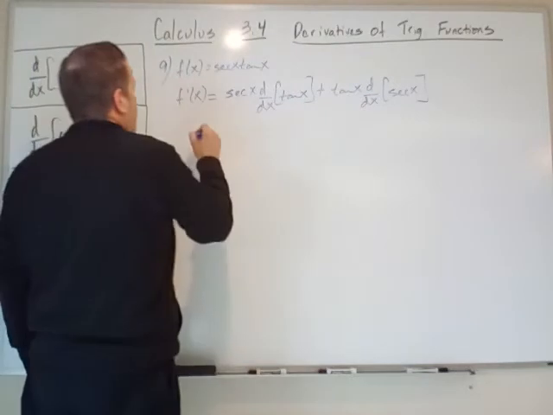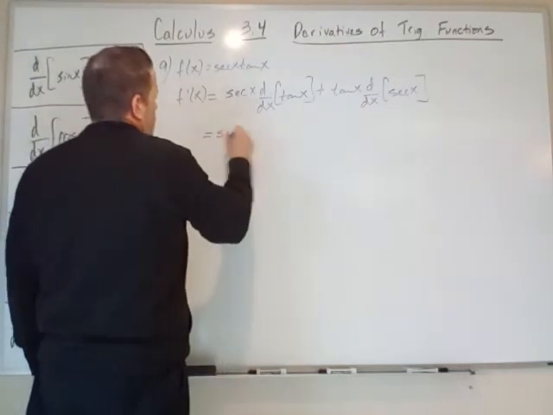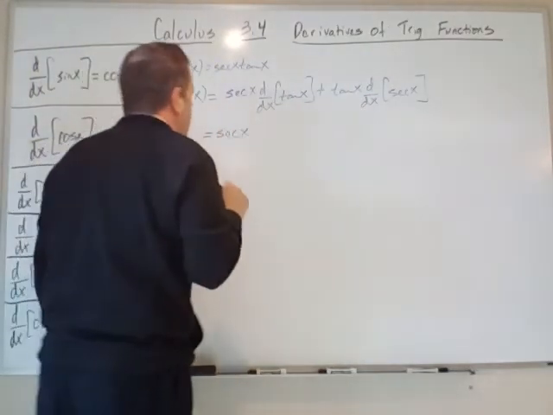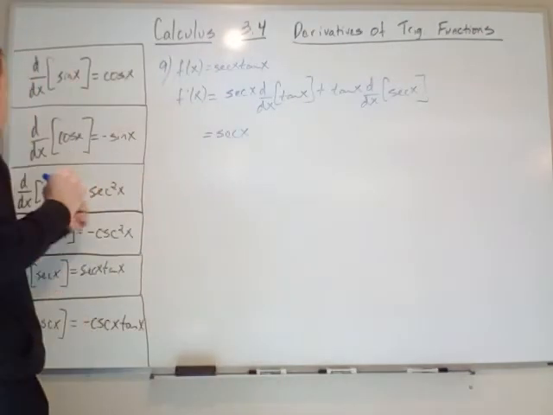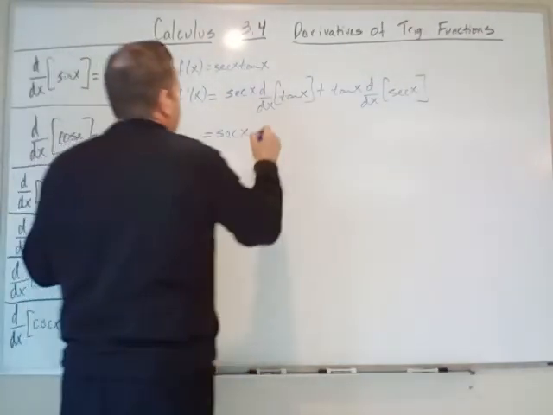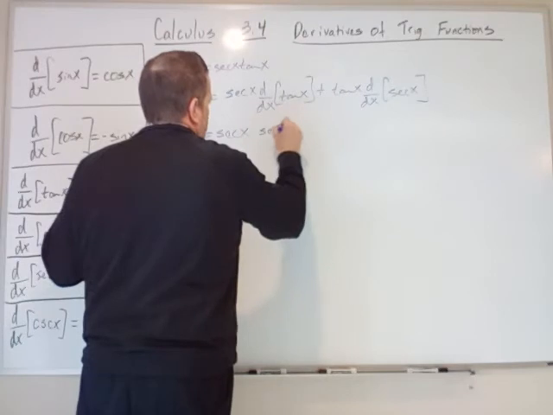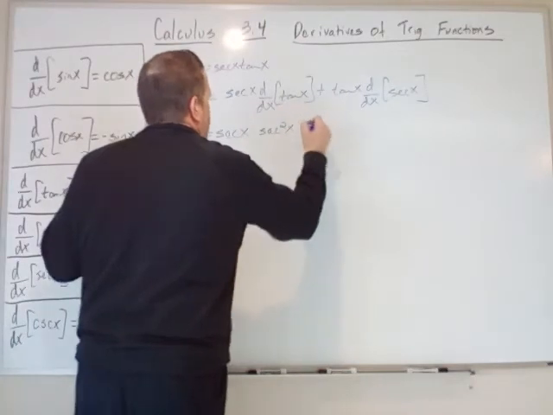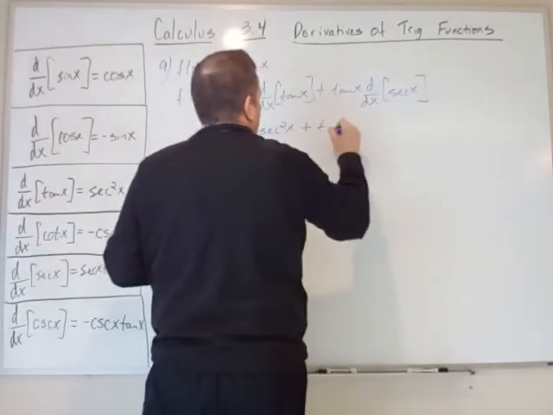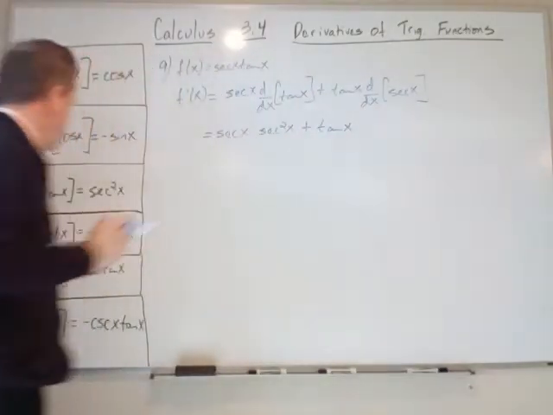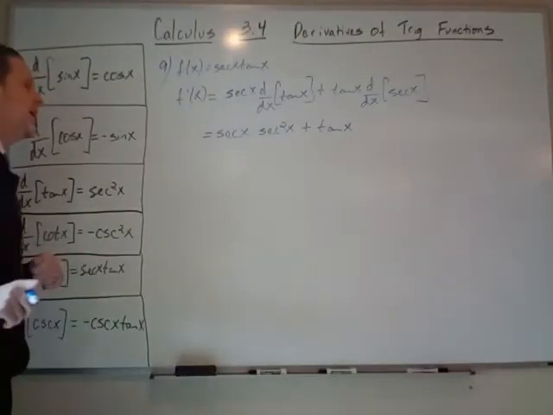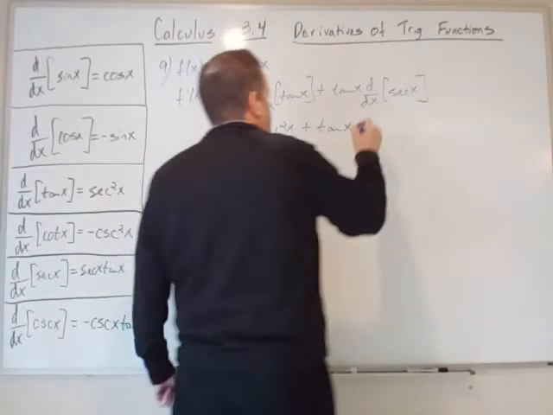Okay? So that means we've got secant x, the derivative of the tangent. Okay, we've got that over here. That's secant squared plus the tangent of x. Now we need the derivative of the secant. The derivative of the secant is secant x tangent x.